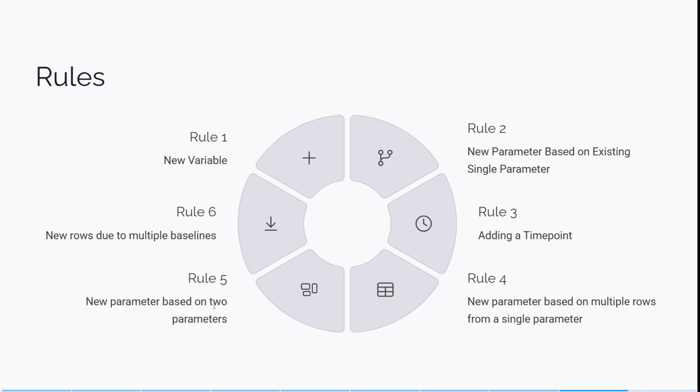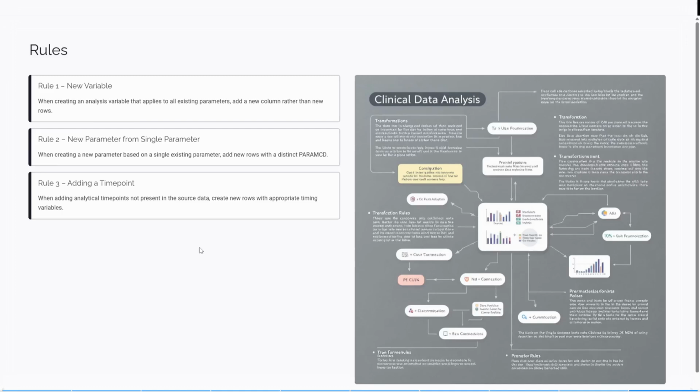And the rule number 5, new parameter based on the two parameters. If you have multiple, for example systolic blood pressure or diastolic blood pressure, you can take into consideration these two parameters and create the new parameters. And the rule number 6, the new rows due to multiple baselines. As I mentioned, some subjects have multiple baseline values, so you create new rows based on the multiple baselines.